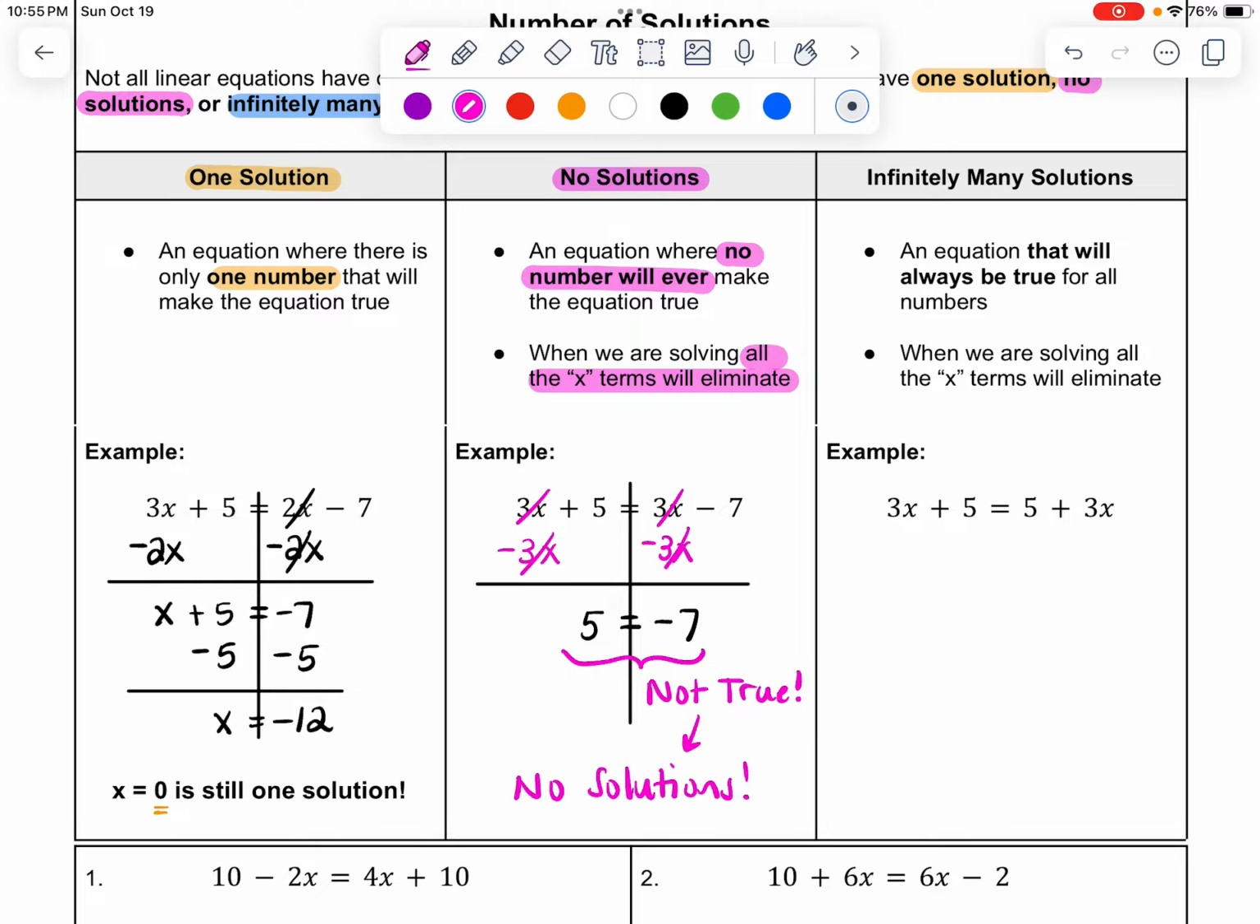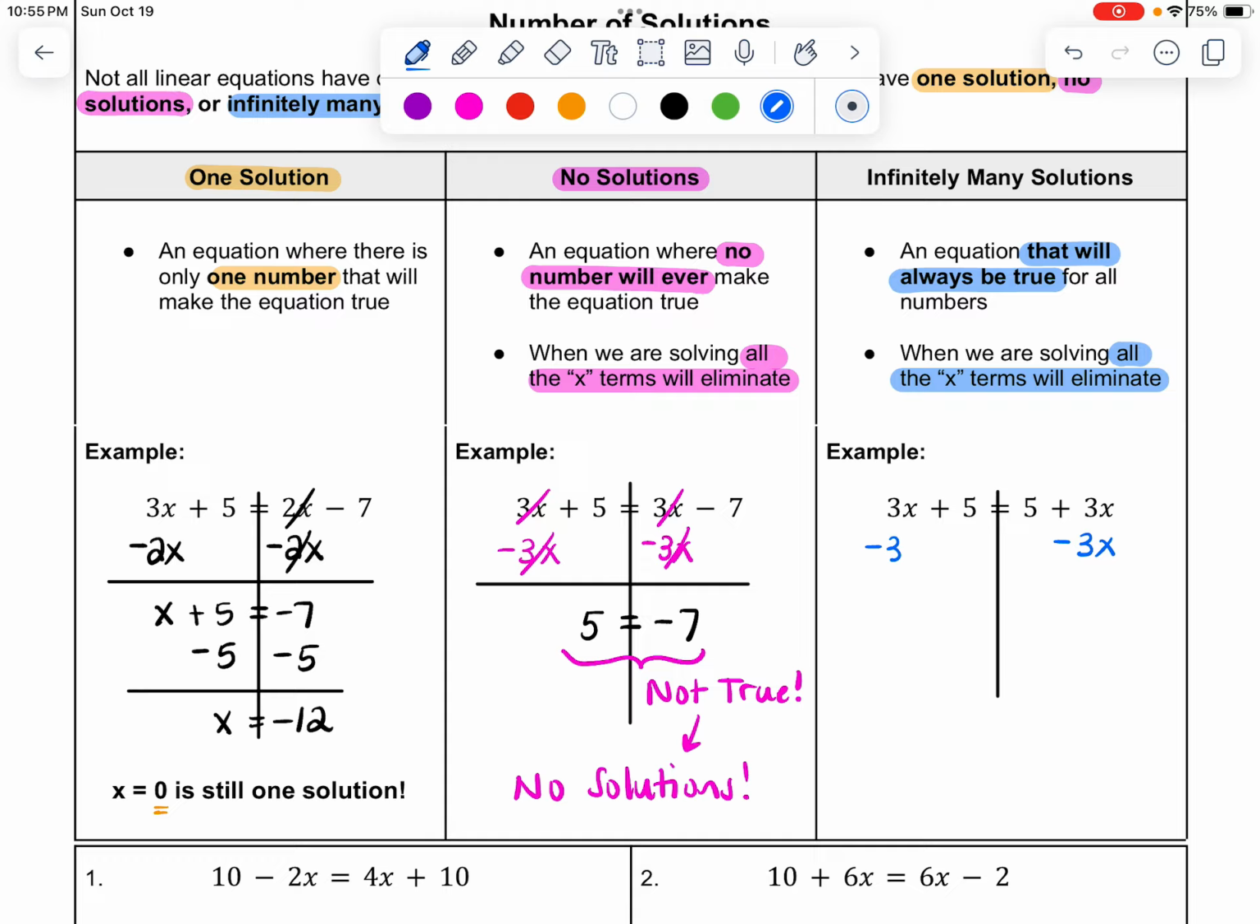Last but not least, let's look at an example where there would be infinitely many solutions. In other words, no matter what number that you pick, it will always be a true equation for all numbers. Once again, when we're solving, all of the x terms are still going to eliminate, but instead of getting something as an answer that is not true, we're going to get something as an answer that is always going to be true. So I'm going to start by getting my x's together.